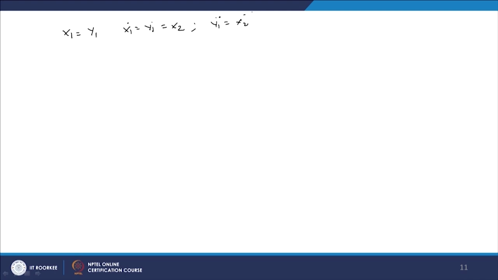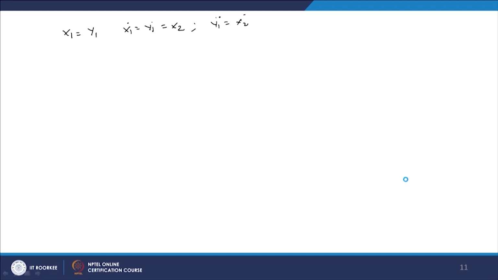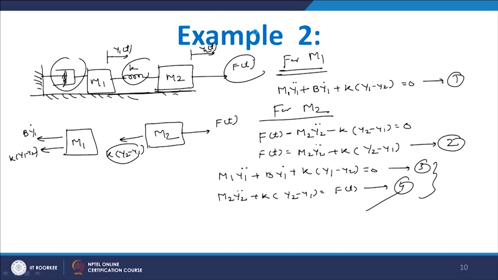Now coming to the another equation, that is equation 4. For this equation also we require 2 more states. So we write down x3 equal to y2, and x3 dot equal to y2 dot, so that can be assumed by another state x4, and therefore y2 double dot equal to x4 dot. So assuming all these states, we have covered both equation 3 as well as equation number 4.